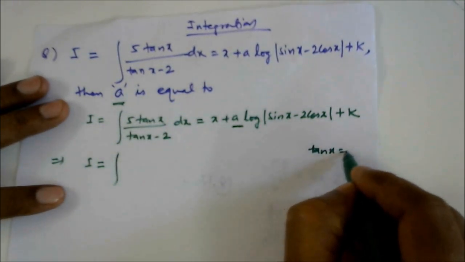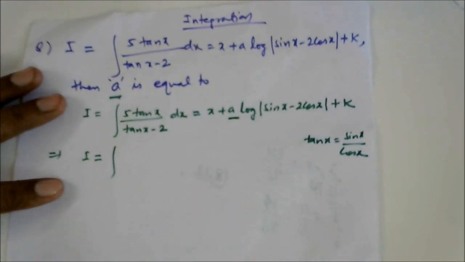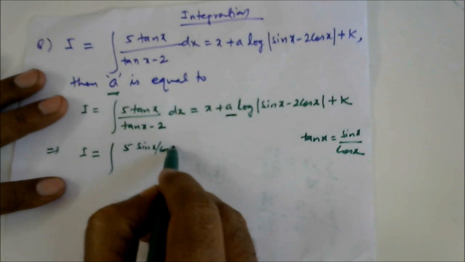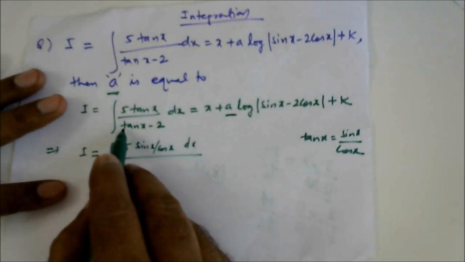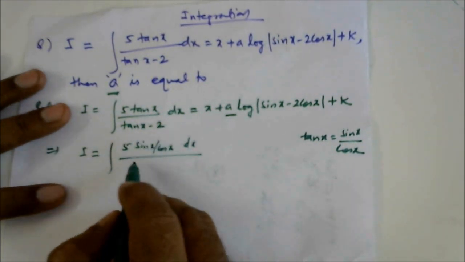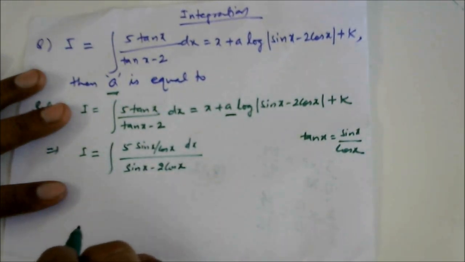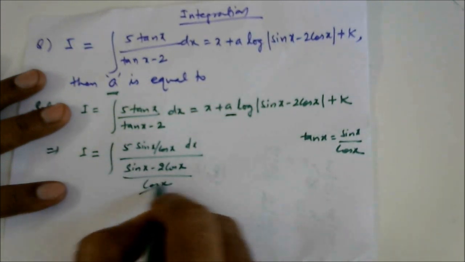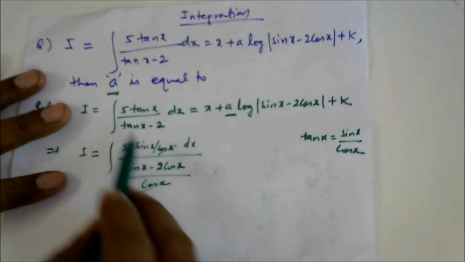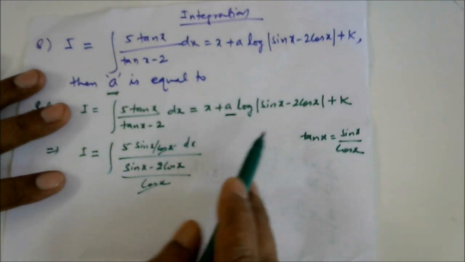We all know that it is sin x by cos x. So if we apply this sin x by cos x here, it will become 5 sin x by cos x dx divided by tan x, that is sin x by cos x, and it will get multiplied with this, cos x will get multiplied with 2. So it will become sin x minus 2 cos x, and divided by cos x. So this cos x and this cos x will get cancelled. See here, sin x minus 2 cos x has come. So converting this tan x to sin x by cos x, we have got some clue here. It means we are moving in the right direction.